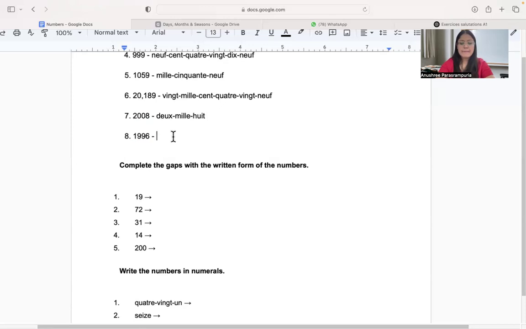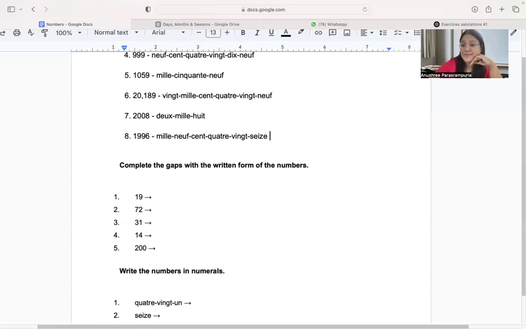It is going to be mille, 1996. So mille, 996 is 4 times 20 plus 16. 96. 1996.